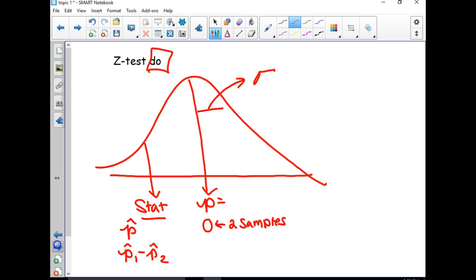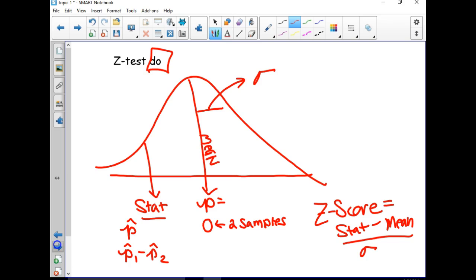So you're going to say one sample or two, am I dealing with p's or x bars, and then you're going to go to where it is on the chart. And then finally you need your z score. And that's your statistic, your observation, minus your mean, your center, right? This is my mean, divided by that standard deviation.